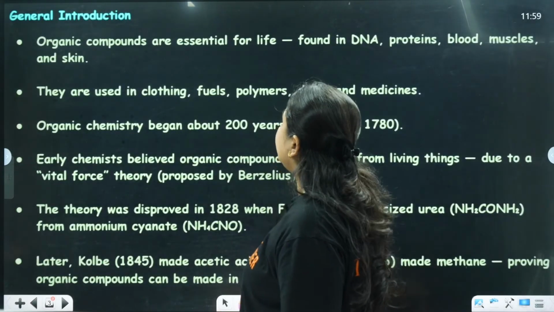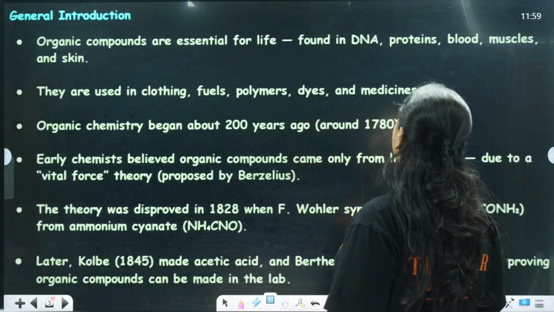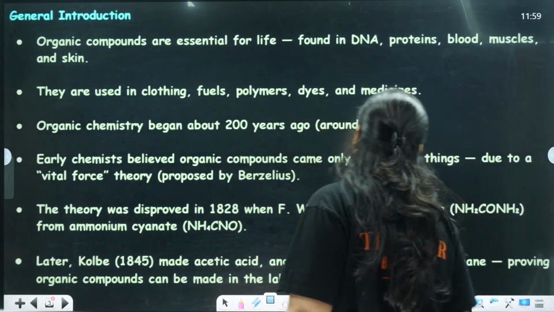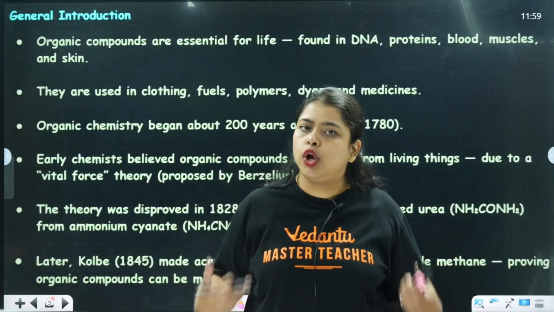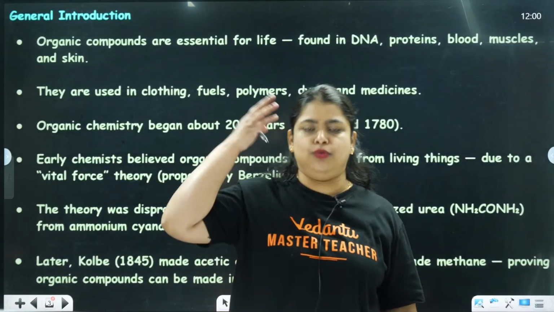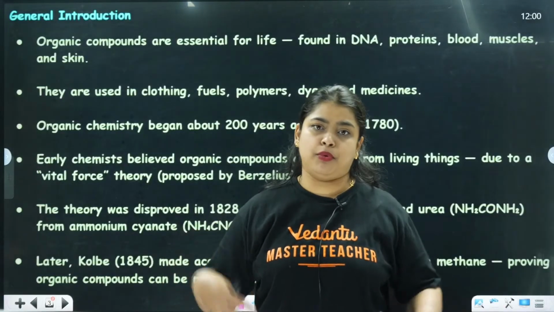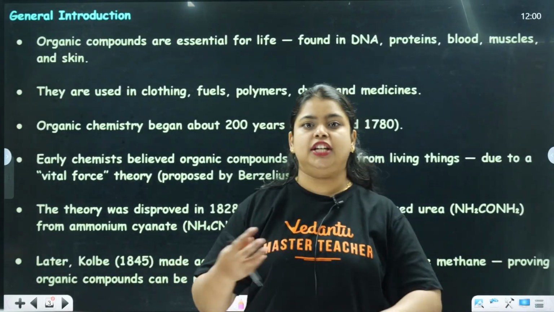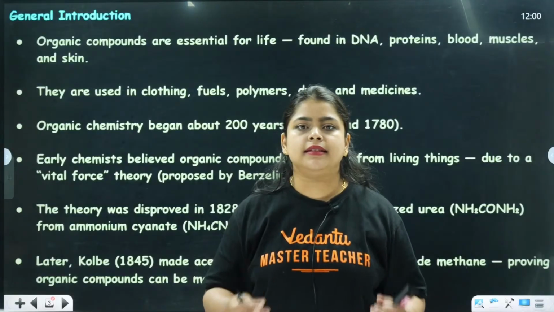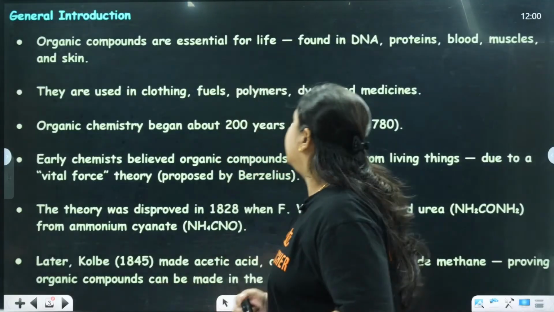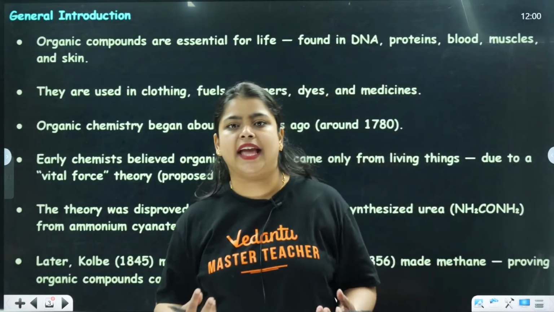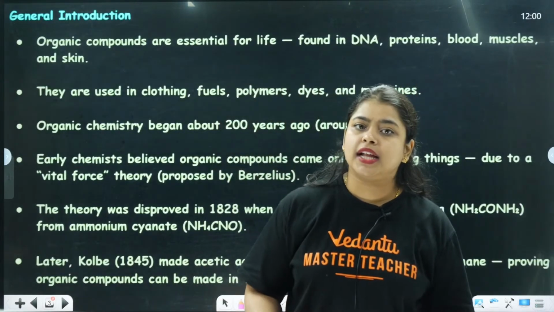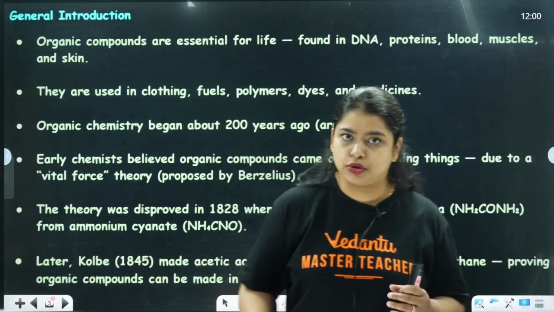Organic compounds are essential for life, found in DNA, proteins, blood, muscles and skin. So these organic compounds are present in our whole body actually. We are eating proteins right now. Whether we eat paneer, chicken or mutton, all of them contain proteins, right? Next, what about DNA? DNA also has all types of organic compounds. You may have already learnt about it in biology, right?